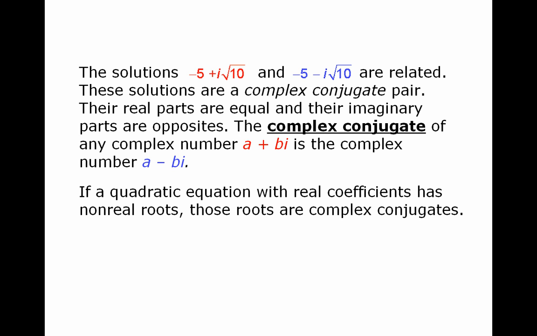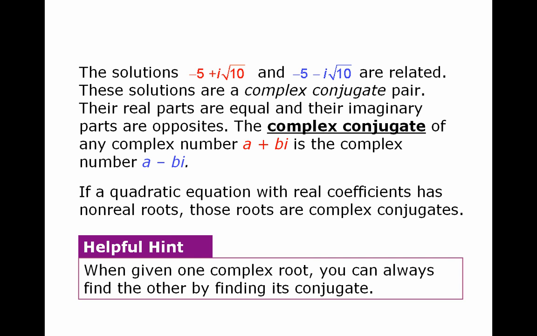So the complex conjugate of any number a plus bi is the complex number a minus bi. In other words, the a and the bi look the same, but the sign in the middle is opposite, therefore they are complex conjugate pairs. If a quadratic equation with real coefficients has non-real roots, those roots are complex conjugates. By the way, if you're only given one complex root, you can always find the other by finding its conjugate. So you can't have one complex root without its pair.